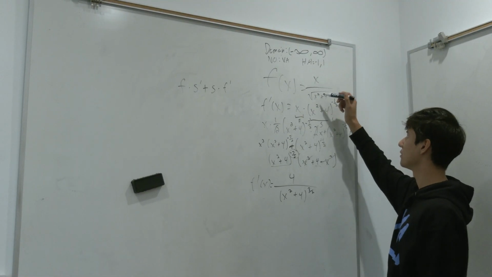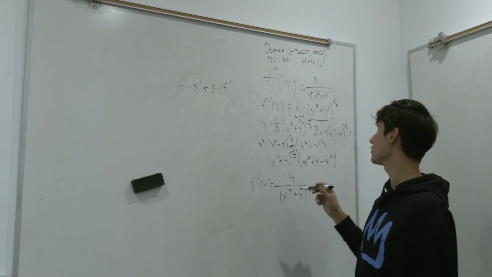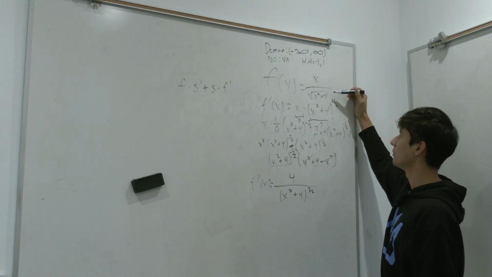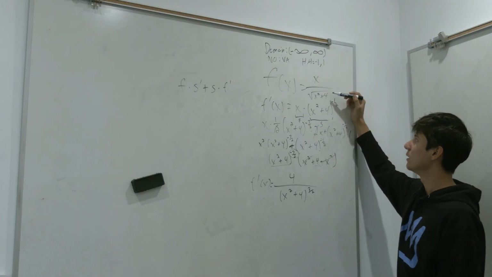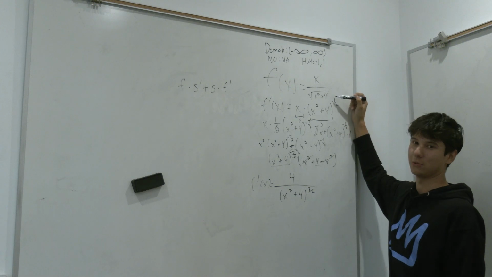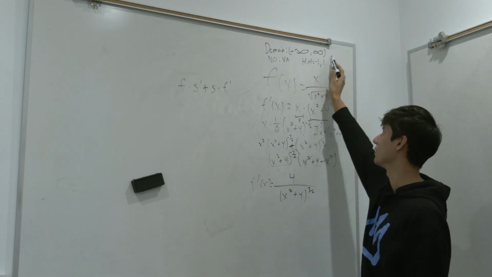F of x equals x over root x squared plus 4. So first, we're going to look for the domain. The domain of this function would be found in the denominator, but since the denominator has a square root, it will never equal 0. So that means the domain is all real numbers.